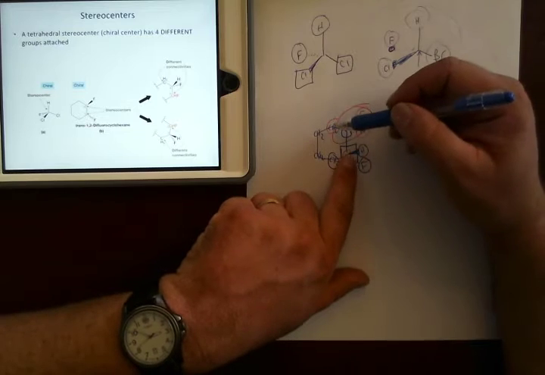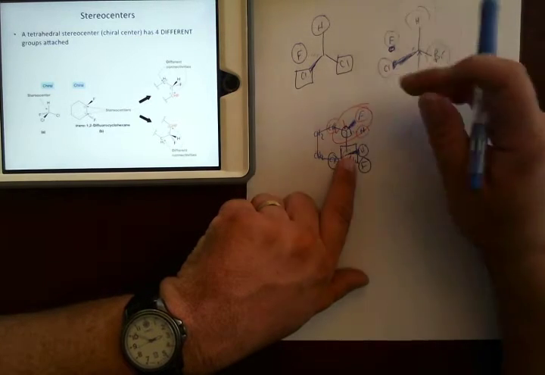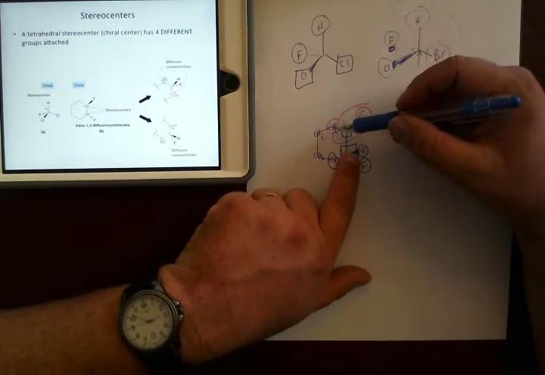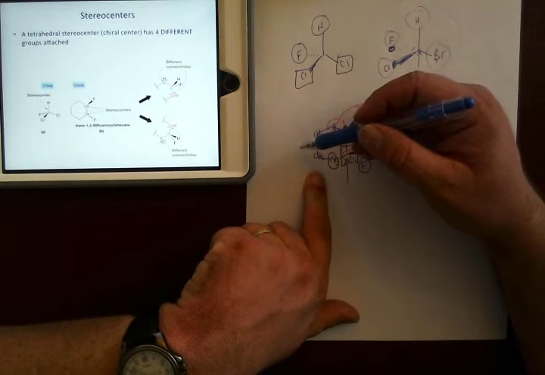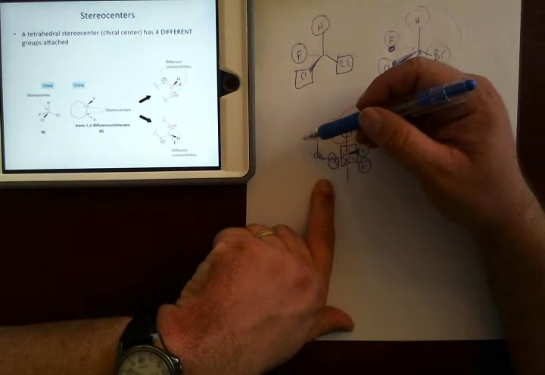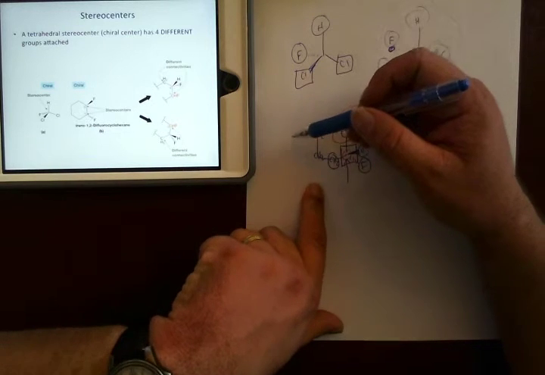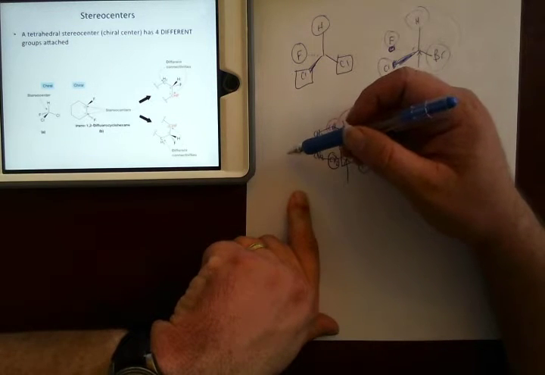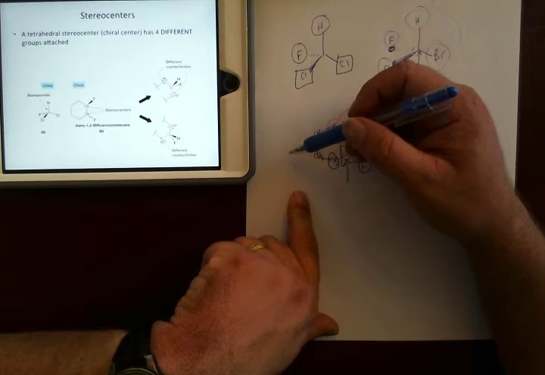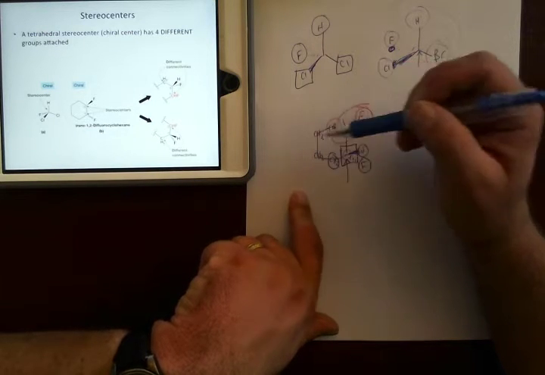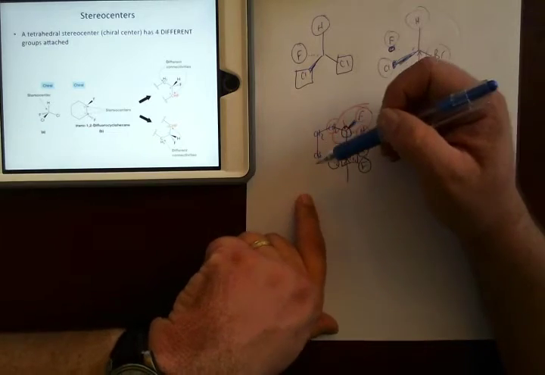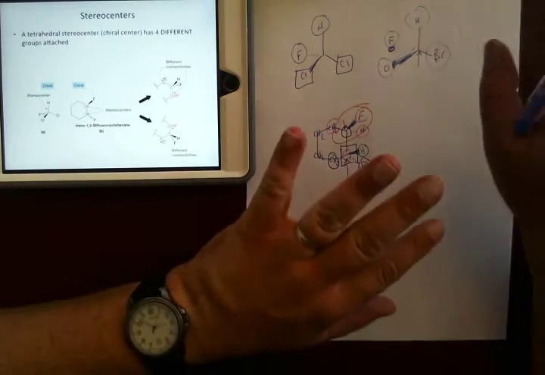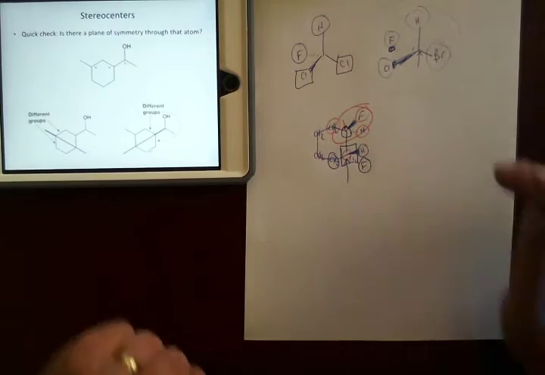If you get to this point and there's a tie, what you do is walk out one more atom, and you keep going. Is that a tie? If it is, then you keep going, and one of two things is going to happen. Either you get to the end of your chain, in which case those two sides are the same, or you find a difference. As soon as you find a difference, you can stop. Okay, so here we go.